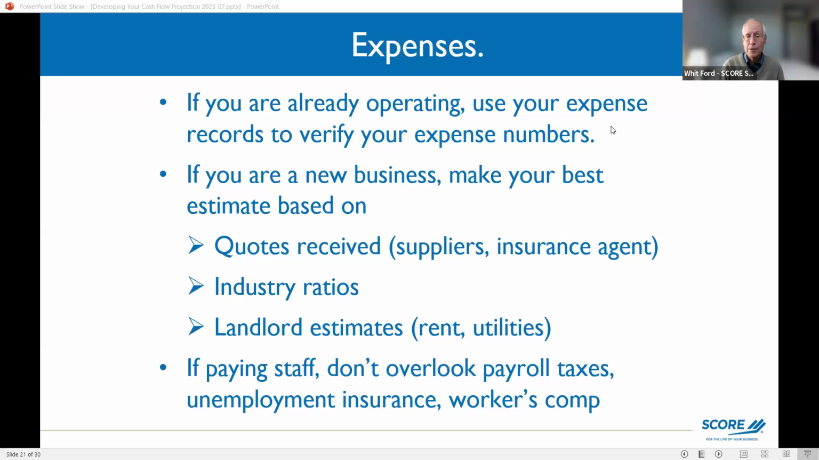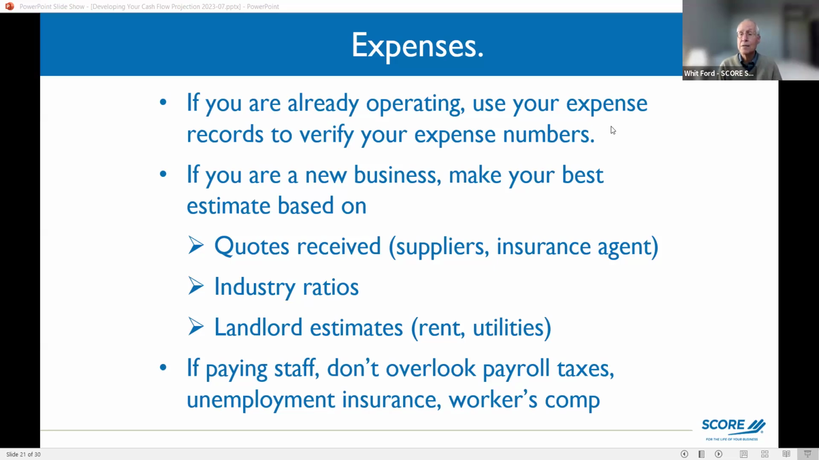And if you're including staff costs, which if you have employees, you should obviously, don't overlook payroll taxes, unemployment insurance, and any workers' compensation insurance payments that your business is going to be liable for. Just looking at the salaries you pay is not enough. You need to consider these other costs as well.